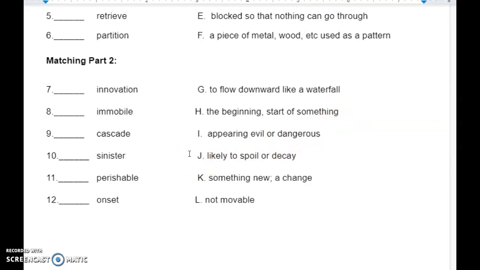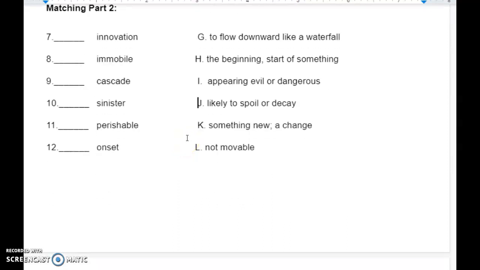J, likely to spoil or decay. K, something new, a change. And L, not movable.